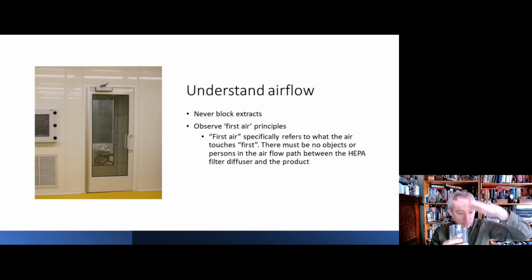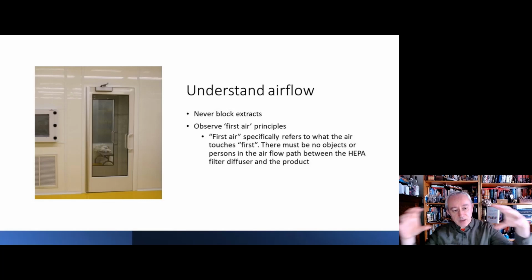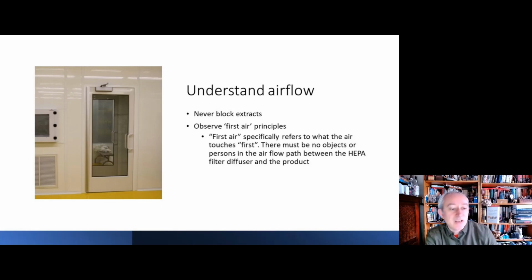the air's coming down, it's going over the vial, we've got good first air principles there. However, if I put my hand across it, I'm going to break that first air principle. There's a risk then of anything from my hand getting onto it. So before I go in to do anything, I would have to have cleared that vial out of the way, and therefore I am disrupting the first air, but there is nothing in the vicinity that's going to be contaminated.